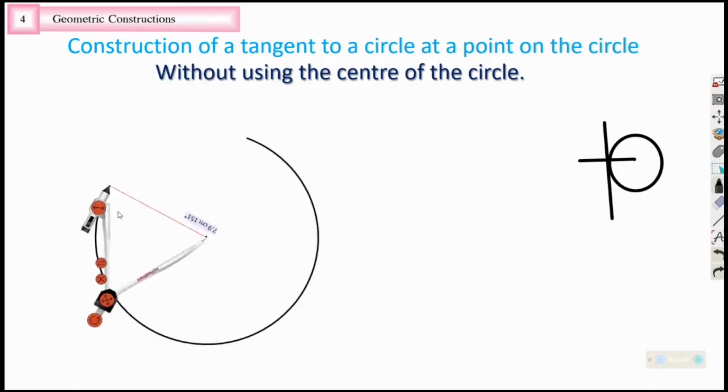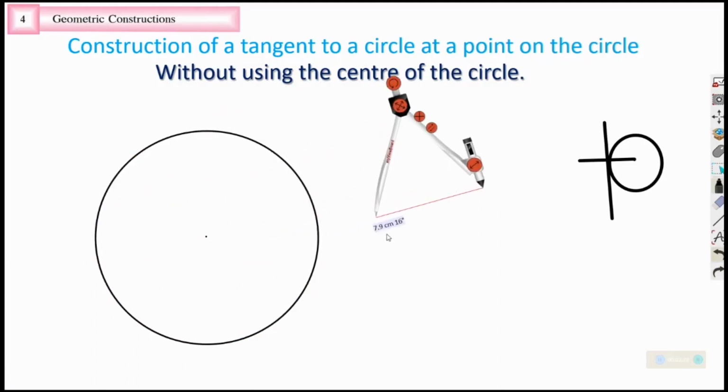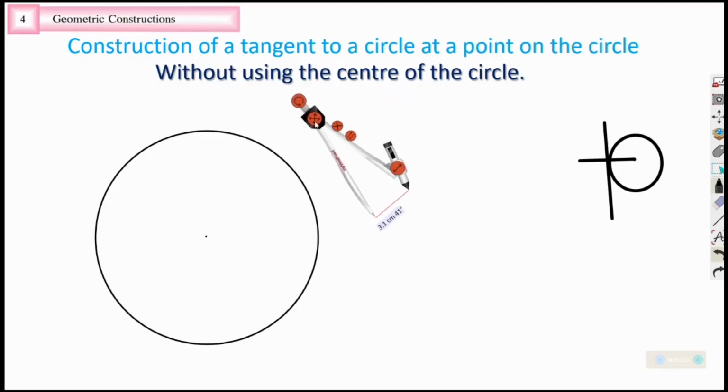Chalo, I will draw a circle here. Even now it is quite big. The center is not supposed to be used, though I marked it. Then how to do it? The technique is related to a principle that we learned earlier.